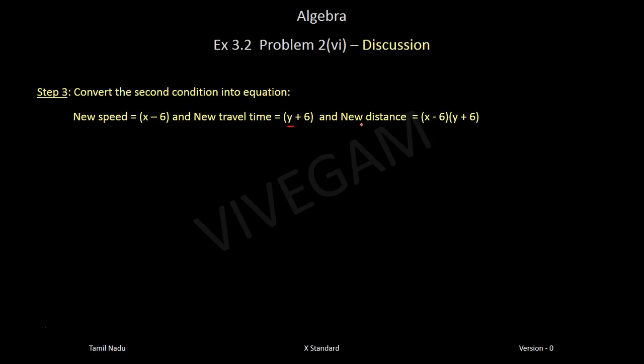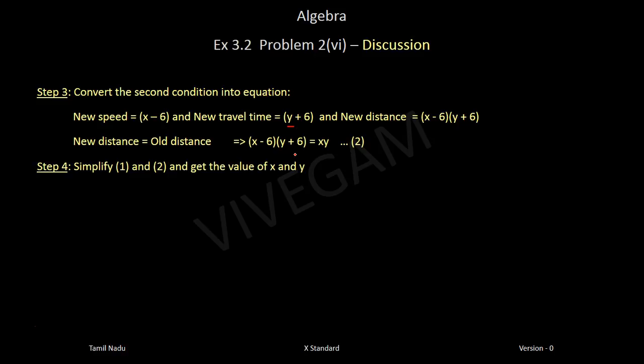So what will be the new distance? It's the same formula, speed into time. So x minus 6 into y plus 6. But as we discussed, the distance does not change. So the new distance equal to the old distance. So x minus 6 into y plus 6 equal to the old distance of xy. Simplify this, you will get another equation in x and y.